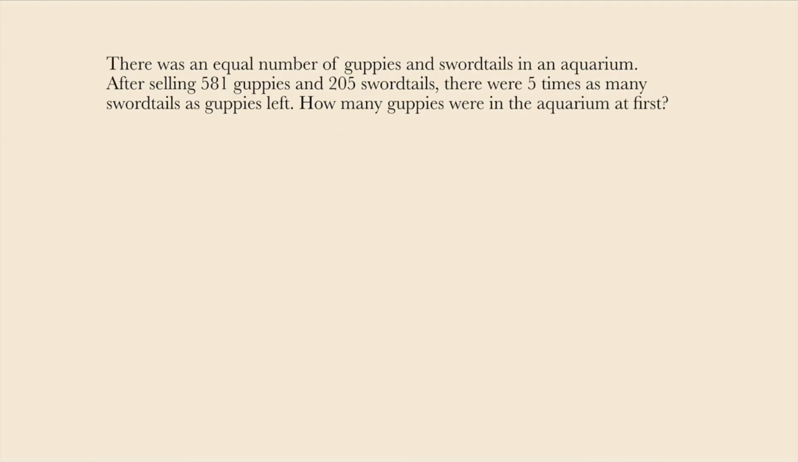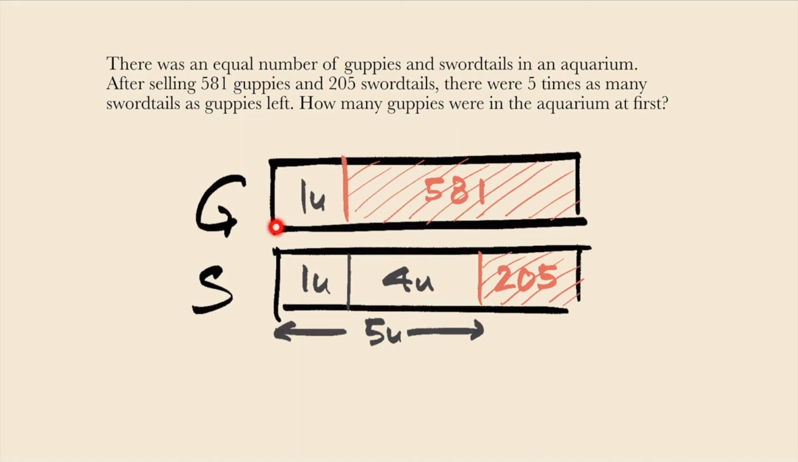So here we have equal quantities at first, guppies and swordtails. After selling this and this, there were 5 times as many swordtails as guppies left. So equal quantities at first, and then more guppies were sold, and 205 swordtails were sold. And after that, we have 1U and 5U.